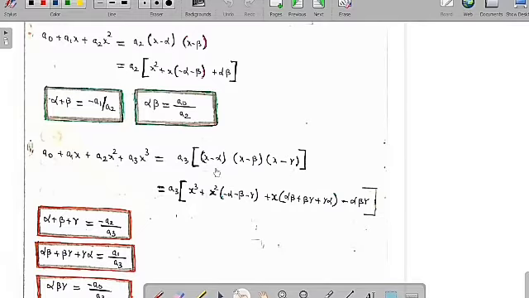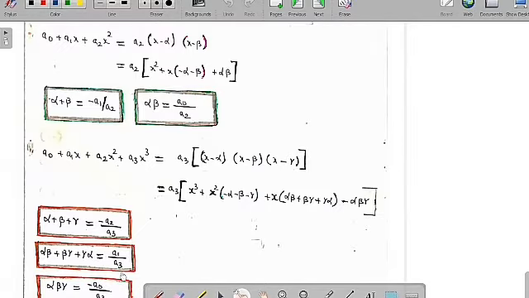So now if you do the multiplication and simplification, finally we are going to get a3 x cubed plus x squared into (minus alpha minus beta minus gamma) plus x into (alpha beta plus beta gamma plus gamma alpha) minus alpha beta gamma. So if you compare these two equations with the corresponding coefficients of x cubed, x squared, x and a0, then definitely you are going to get alpha plus beta plus gamma equal to minus a2 by a3, alpha beta plus beta gamma plus gamma alpha equal to a1 by a3, whereas alpha beta gamma is equal to minus a0 by a3.